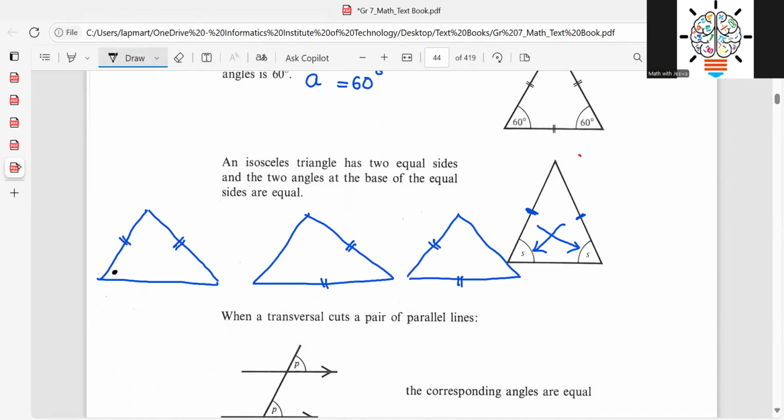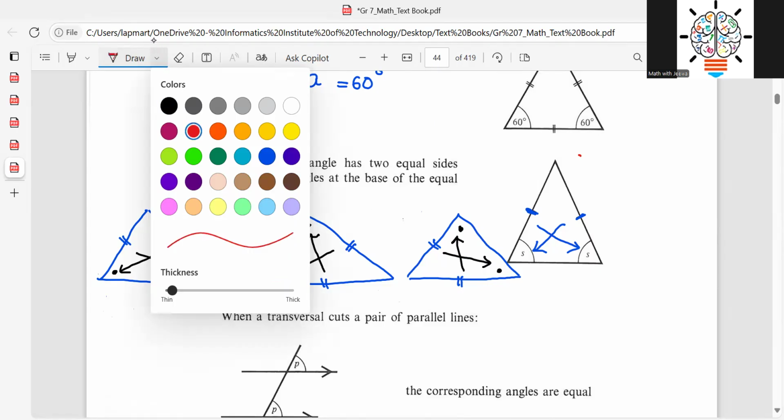So which two angles are equal like this? Here, these two angles are equal. Here, these two angles are equal. Why is that? Now you can see here, it should always be the opposite angle. So we don't know which two sides will be equal. Based on that, you can decide which two angles will be equal, right?